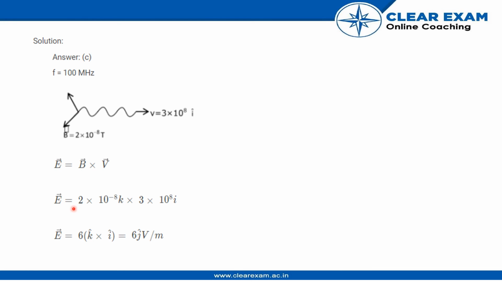Therefore we have the E vector to be equal to 2 × 10^-8 k̂ into the velocity of the electromagnetic wave, which is 3 × 10^8 î. Now we have the multiplication as 6, and the direction will be k̂ cross î, which is equal to 6 ĵ.